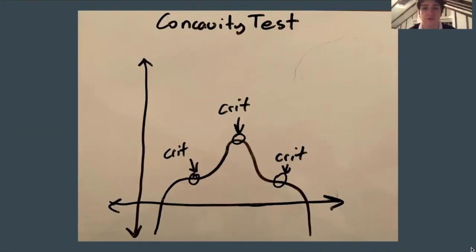Critical points are also important for the concavity or second derivative test because, as we can see, these two points show where the concavity changes from upwards to downwards, or vice versa.